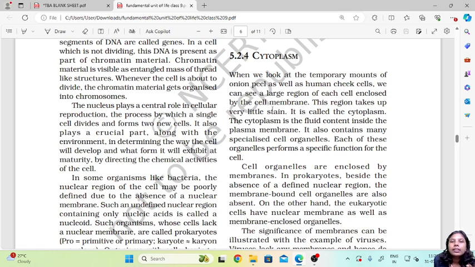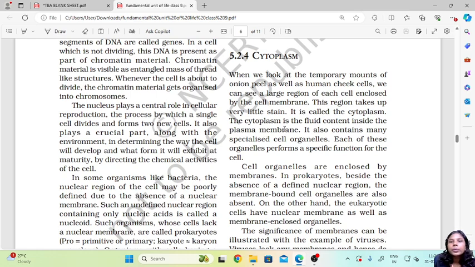So each cell, we know it has some kind of membrane to it. So this region takes up very little stain. So the membrane part of it takes up very little stain, and it is called the cytoplasm. The cytoplasm is the fluid contained inside the plasma membrane.